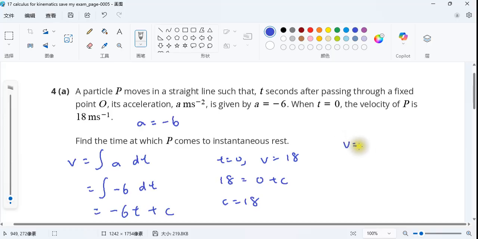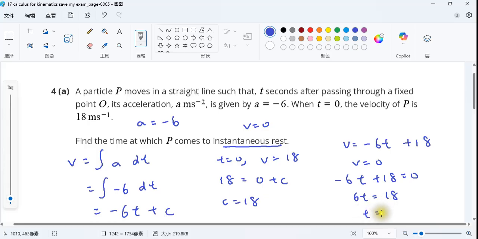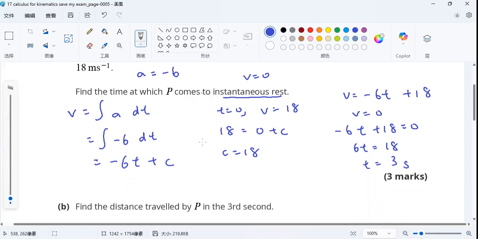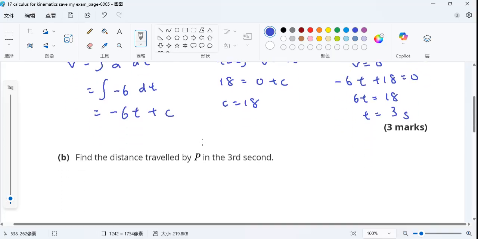So v is negative 6t plus 18. So at rest, v equals 0. So we have negative 6t plus 18 equals 0. 6t equals 18, t equals 3 seconds. Okay. Find the distance traveled in the third second.